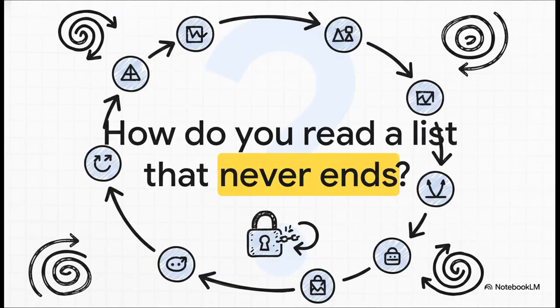So that's the big question, isn't it? If a list literally has no end, how are you supposed to read all the items on it without just going in circles forever? That is the core problem we are going to solve right now.